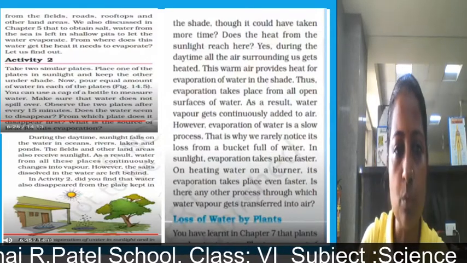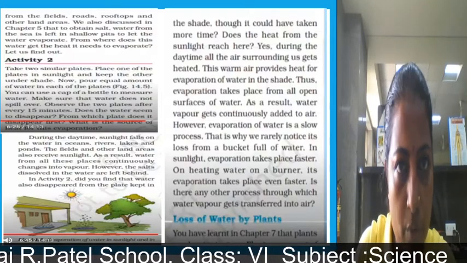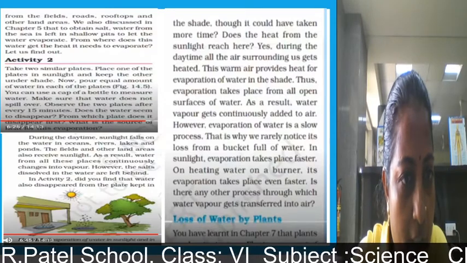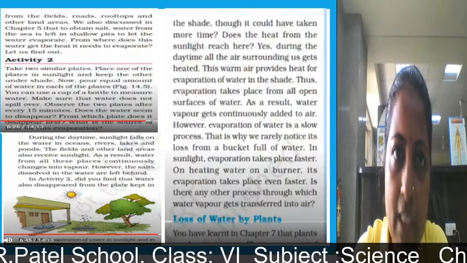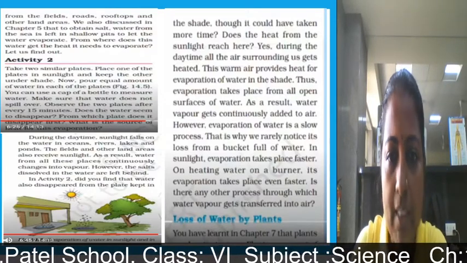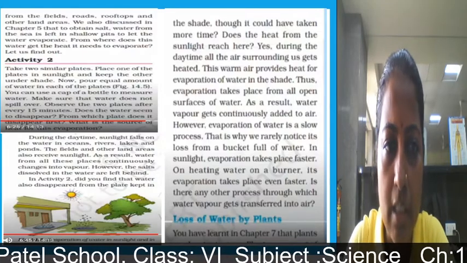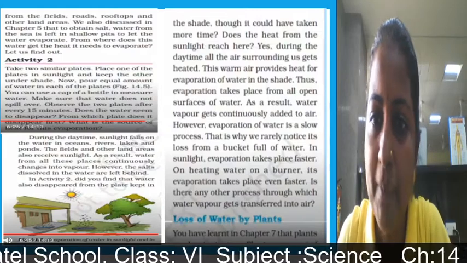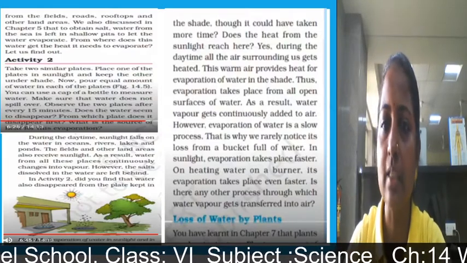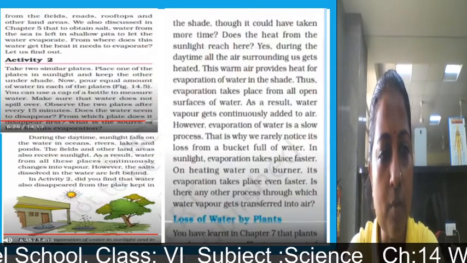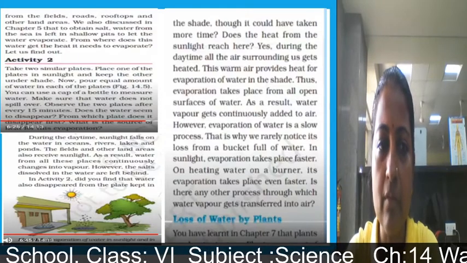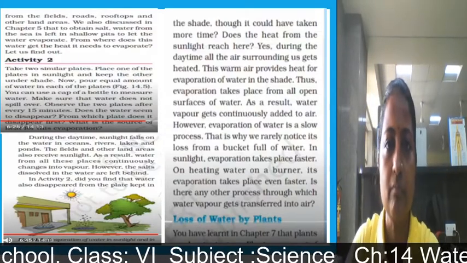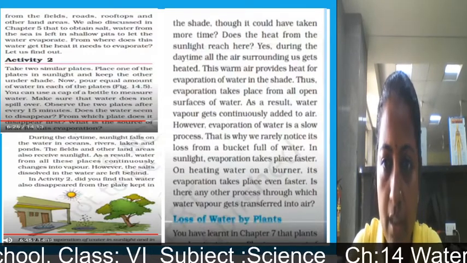In activity 2, this activity we have seen now, we took two plates. Now did you find that water also disappeared from the plate kept in the shade? Means we are able to observe that the plate kept in the sun, wherever the sun rays are coming, and we can observe the plate that we have put under the roof, means in the shade.